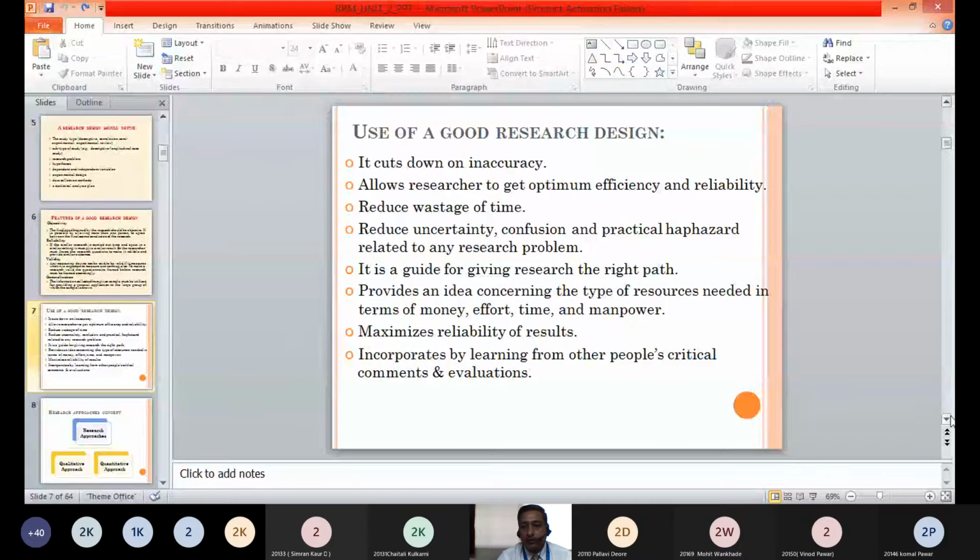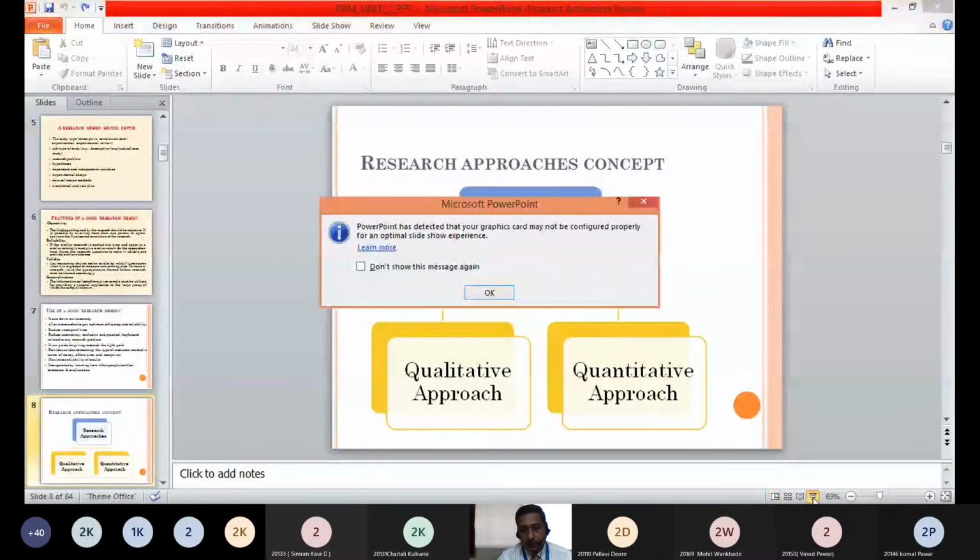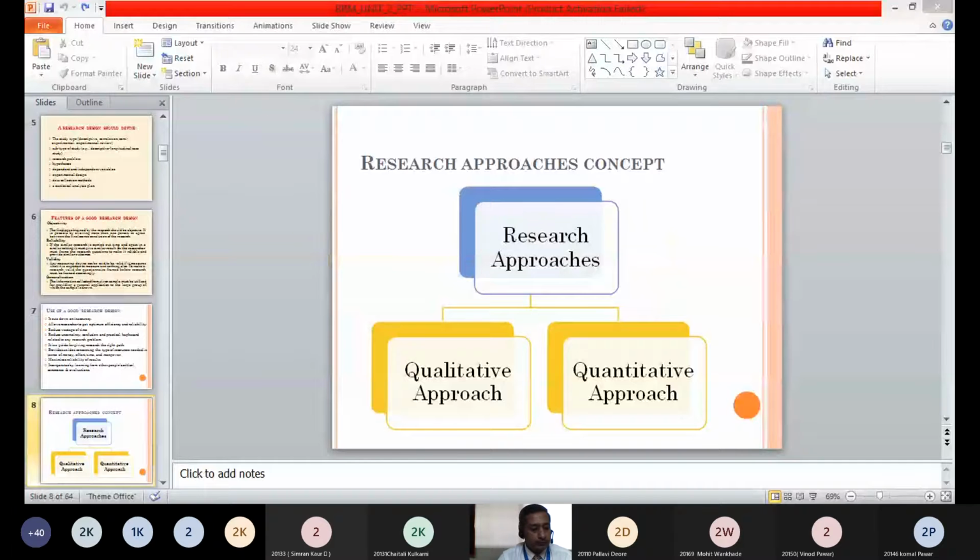So going ahead, what we'll discuss is research approaches. And approach means what? Can anybody tell me what is the meaning of this approach? In a simple way, who will tell me what is approach? Chaitali? Vinod? Please say something.